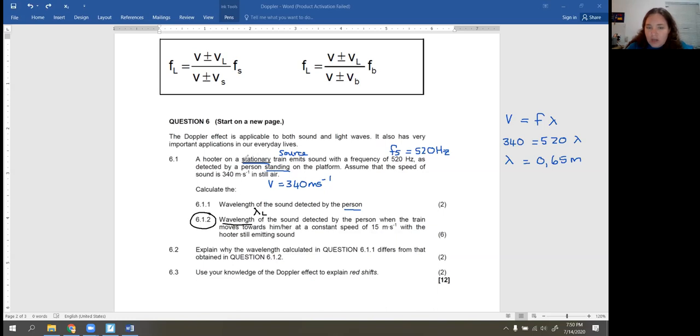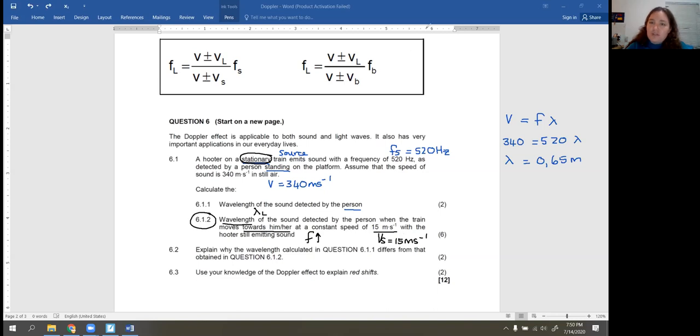So this train is no longer stationary. It was stationary, but we've now got the train moving towards him at a constant speed of 15 meters per second. So we can now say that the velocity of the source is 15 meters per second. Since it moves towards him, we should have our frequency going up, and the hooter is still emitting the sound.